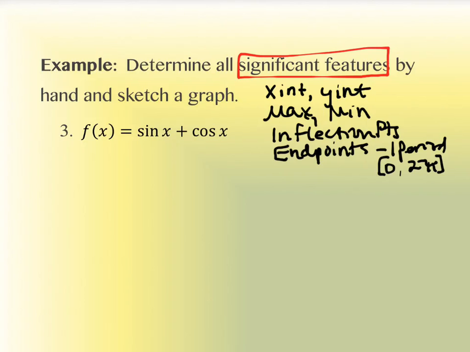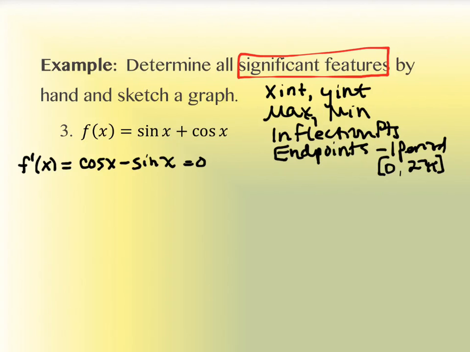So, I think that max and min was the first one that was mentioned. I think, Brooks, you mentioned that one, so let's find that one first. How do we find a max and a min? First derivatives, excellent. Sines and cosines are fabulous to find derivatives of. So what's the derivative of sine x plus cosine x? Cosine x minus sine x. What do we do next? Set it equal to 0.